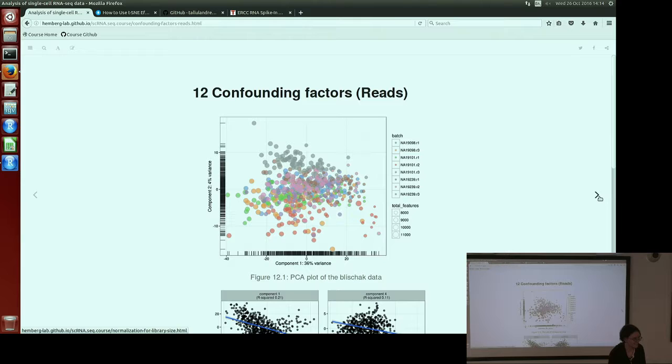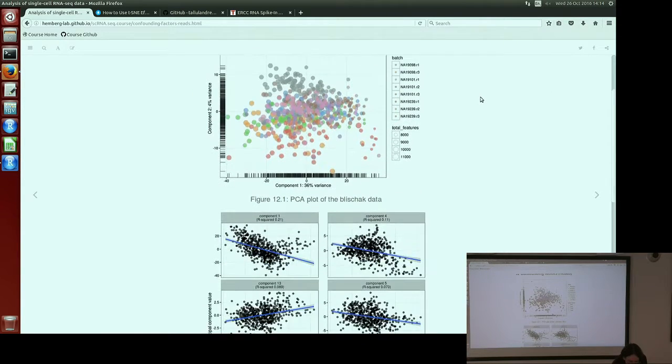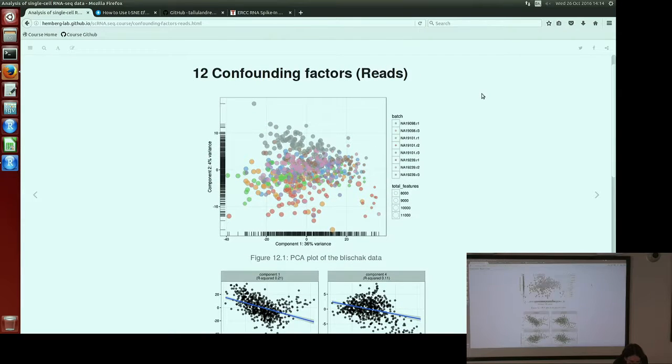Did you go through the reads exercise? Having gone through the reads, you should get plots that look like these.